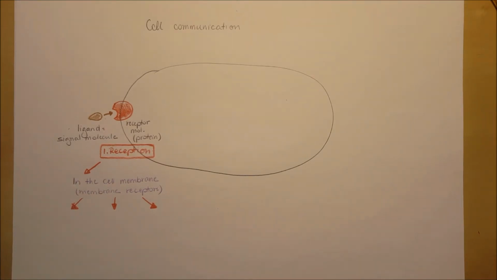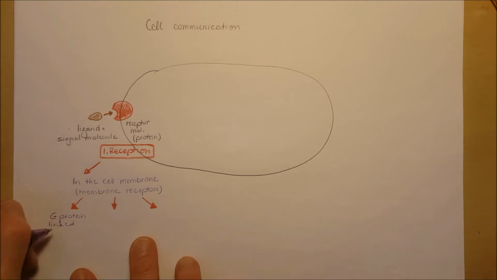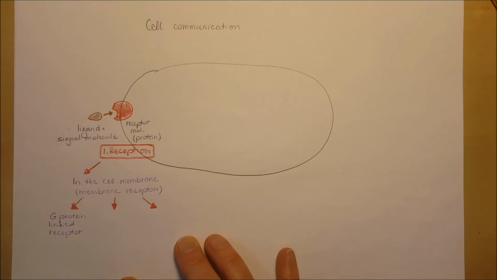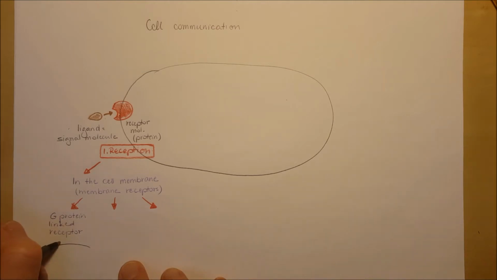The first one is going to be the G protein-linked receptor. So the receptor is linked to a G protein. The receptor is embedded in the membrane, and it's attached to a G protein. The G protein is going to get activated when the ligand binds with the receptor. Here is the G protein. At the binding, the GTP will turn into GDP. This is the energy for the G protein.